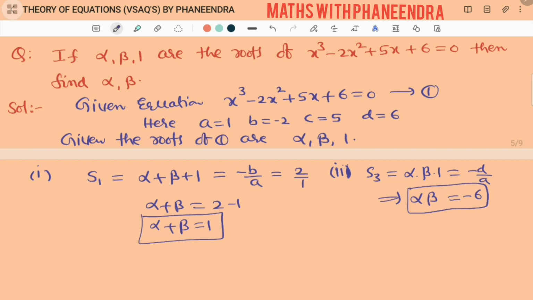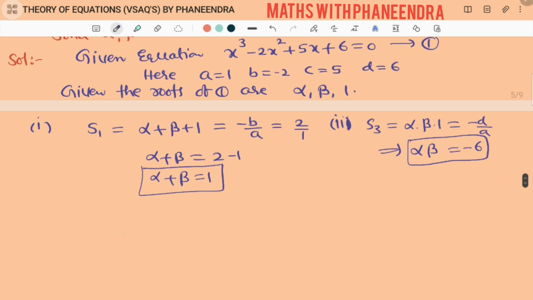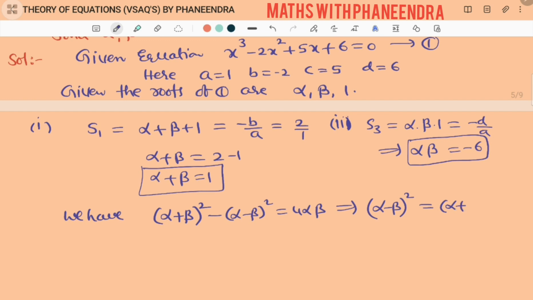So, whenever you know alpha plus beta and alpha beta, we need to verify that. We have alpha plus beta whole square minus alpha minus beta whole square is equal to 4 alpha beta only, no? So from that, alpha minus beta whole square is equal to alpha plus beta whole square minus 4 alpha beta. So from that, alpha minus beta is equal to plus or minus square root of alpha plus beta whole square minus 4 alpha beta.